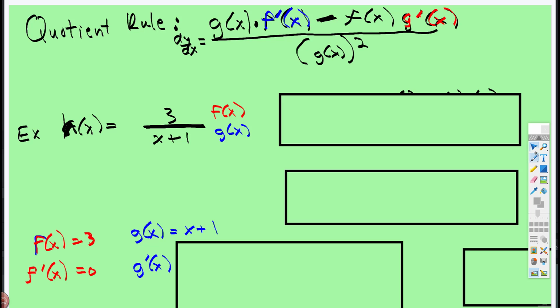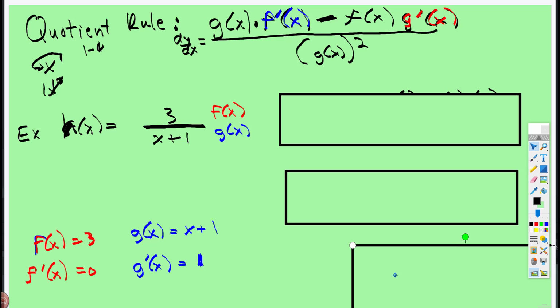Well, remember the derivative of x, x to the first, bring that down front, so that's 1x. And then 1 subtract 1 is 0. Well, x to the 0 cancels to 1. So the derivative of x is 1, and the derivative of any constant is 0. So here is the derivative of g, and then you're going to plug everything in there. So you take the original g, that's going to go first.